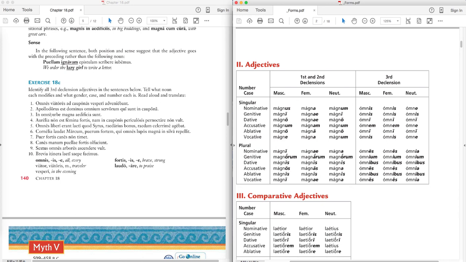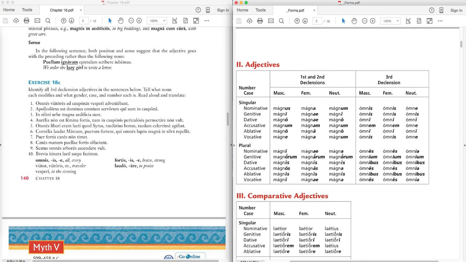Number three: in omni urbe magna aedificia sunt. Okay, so we have two adjectives in this sentence. One is omni, again a form of omnis. Where can we find it? It's either dative, which you have not even learned yet, so I don't think you're going to get that just yet, or it's ablative. Omni also appears as an ablative singular. So, what could omni be describing?